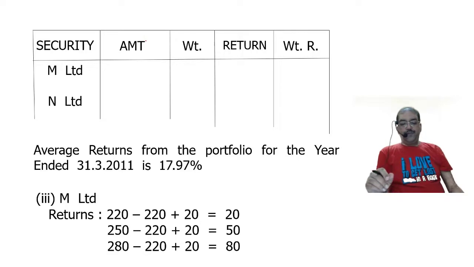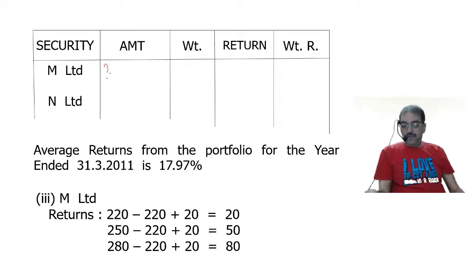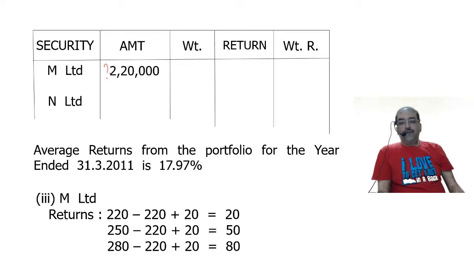Pay attention now. Value of the investment, what will come here? 2,20,000. 220 into 1000. Second one, what will it be? Multiplied by the number of shares, you'll get 1,45,000.